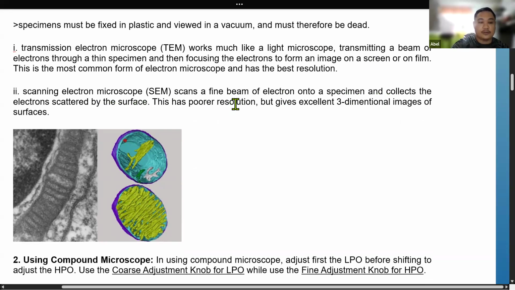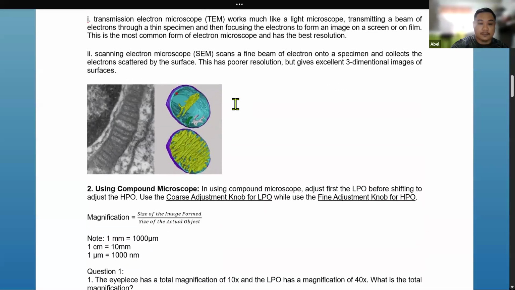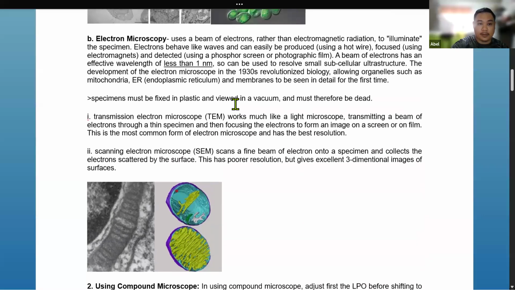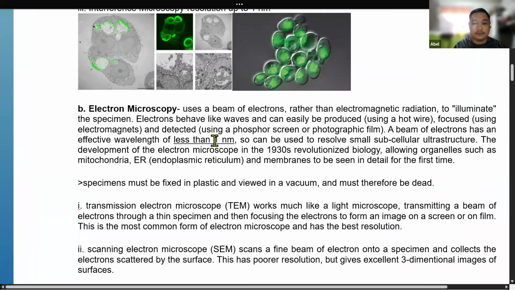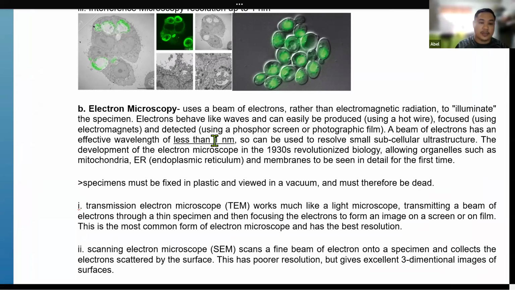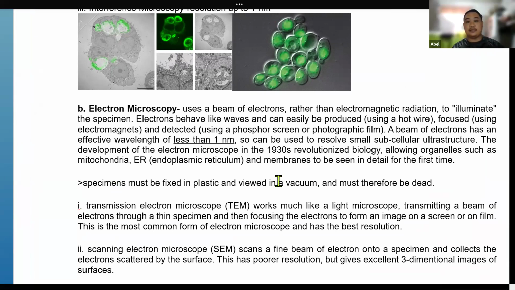Again, I want to emphasize that electron microscopy is more detailed, with resolution less than 1 nanometer, and it will be used for the details when viewing the organelles of the cell. Now take note that if we are using electron microscopy, the specimen cannot be alive. The specimen must be fixed in plastic and viewed in a vacuum, and must therefore be dead. Aside from that, heavy metals are used for staining or for visualizing.